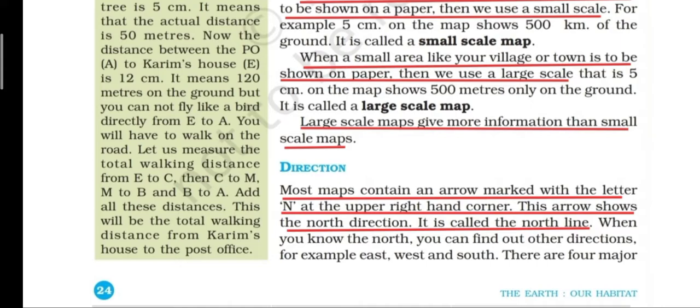So, children, as you all know that there are four directions in total. They are north, south, east, and west. So, these are the four directions. And they are shown by the letter N for north, S for south, E for east, and W for west. So these are the initials by which these directions are shown.